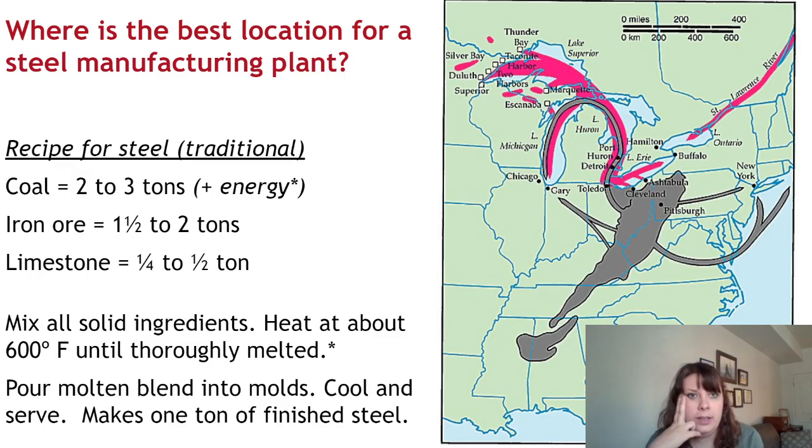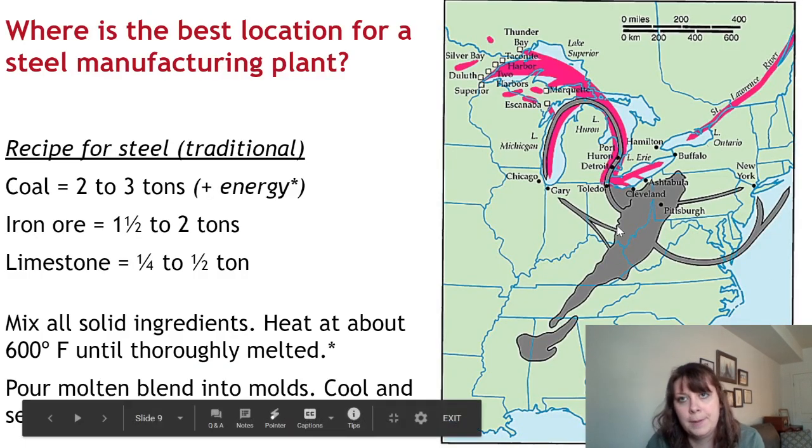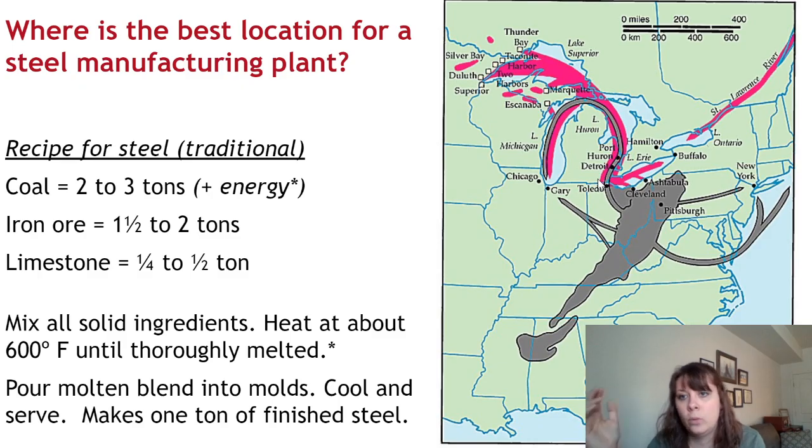So this is a map that shows iron deposits, iron ore, and coal deposits in the eastern United States. Traditionally, steel is made with coal, iron, and limestone, right? So based off of this, where would you put your steel manufacturing plant? Probably, it's like, okay, what's the hardest to ship? Is it harder to ship coal? Is it harder to ship iron? Where's the limestone? Stuff like that, right?